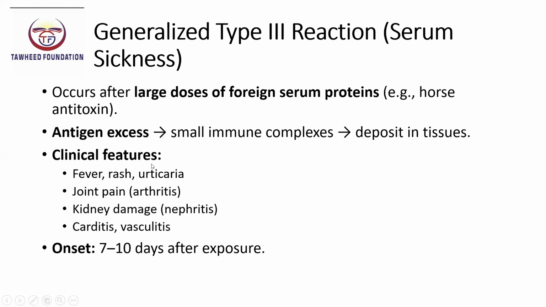Clinically, serum sickness manifests as fever, urticaria, rash, arthritis, nephritis, and even carditis or vasculitis. The onset usually occurs 7 to 10 days after exposure. It's important to note that the reaction is not due to the therapeutic effect of the serum, but the immune system's response to foreign proteins.